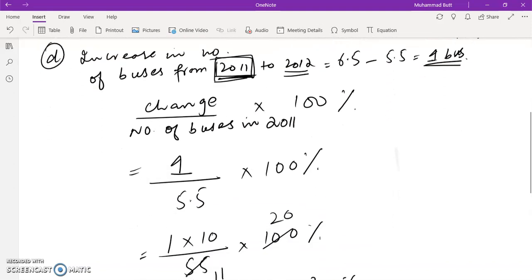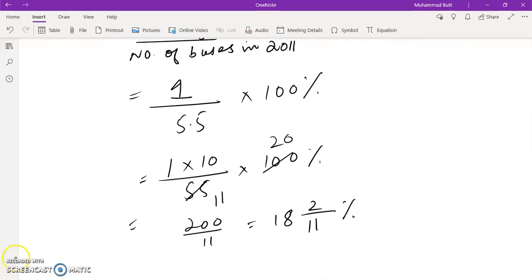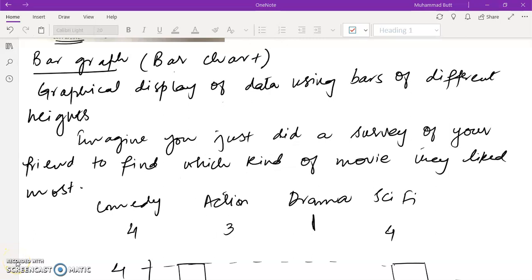This is the last part of this question. Since we are done with question number 1 of exercise 15a, and question number 2 is very easy, you can easily do it by yourself. Now we'll study the bar graph.